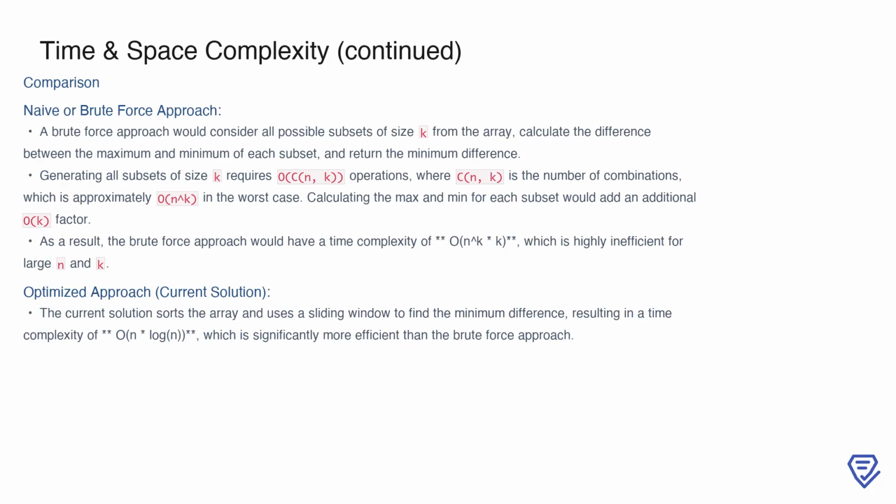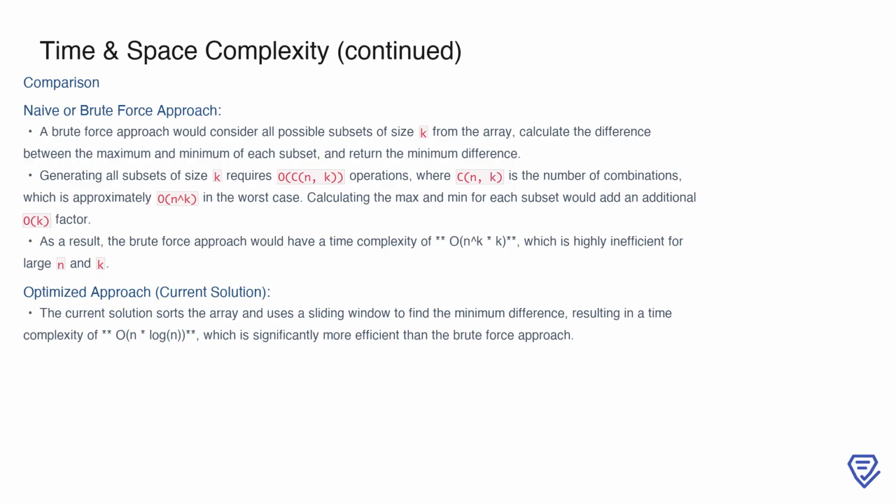Now let's compare our optimized approach to a brute force method. In a naive solution, we would generate all possible subsets of size k from the array, compute the maximum and minimum for each subset, and then find the minimum difference across all subsets. However, the number of subsets of size k is given by the combination formula C(n, k), which can grow exponentially, as O(n^k) in the worst case.